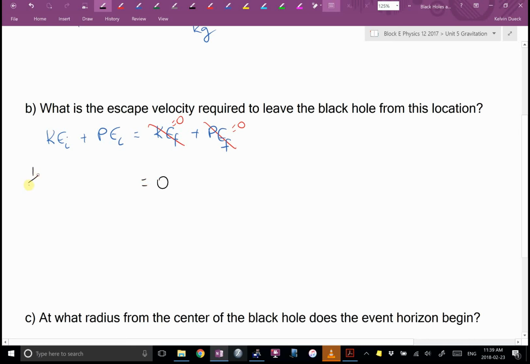The left-hand side is going to be a half mv squared plus negative big G, big M, little m over r. Since all of the finals canceled, I stopped putting initials because they're all that's left. So I stopped with little i's. We want to solve for v.